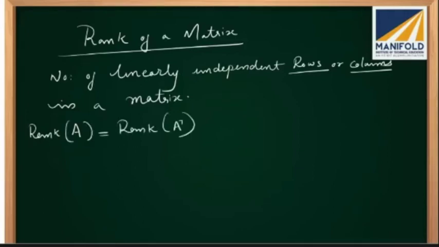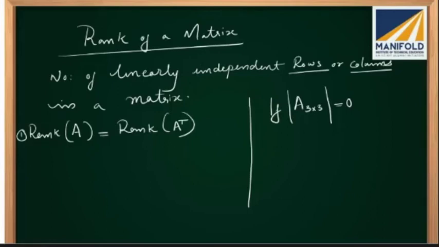Rank of A will always be equal to rank of A transpose, because the number of linearly independent rows or the number of linearly independent columns in a matrix will give you the rank, which means if I take the transpose also, the rank will not change. Now, what we have learned in determinants is, if I have a 3 by 3 matrix whose determinant is equal to 0, what does that imply? It implies there is at least one row which is linearly dependent.